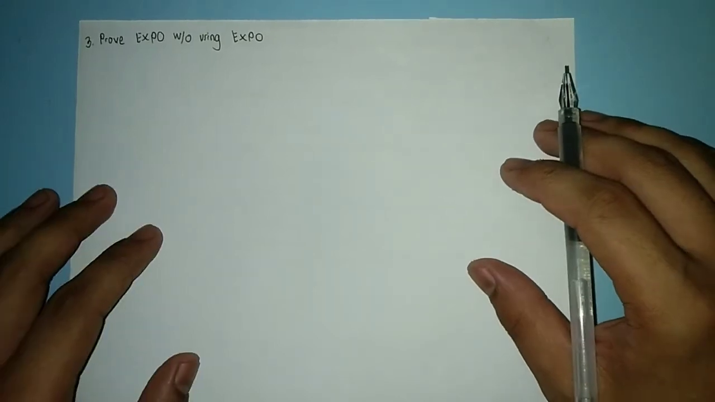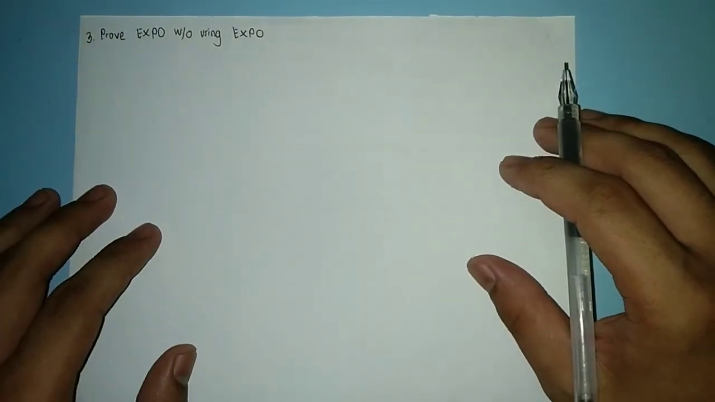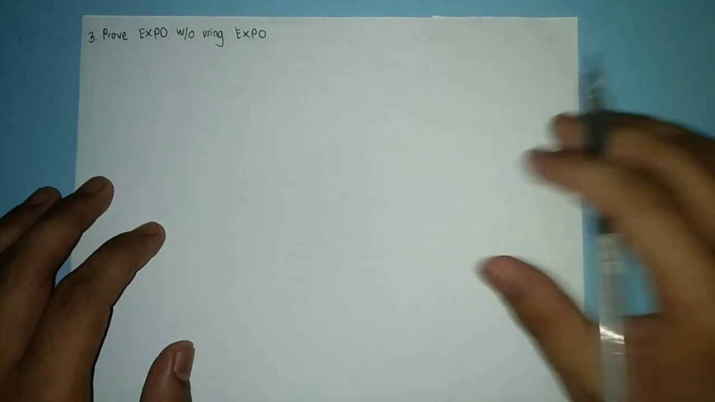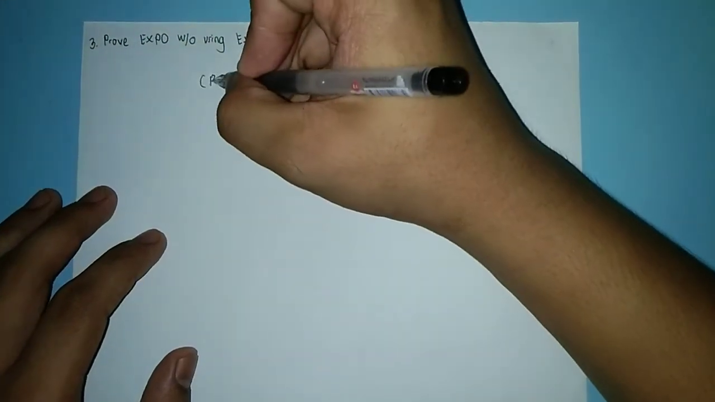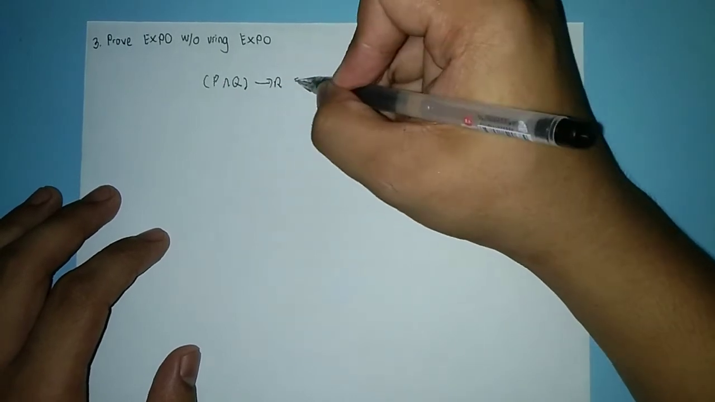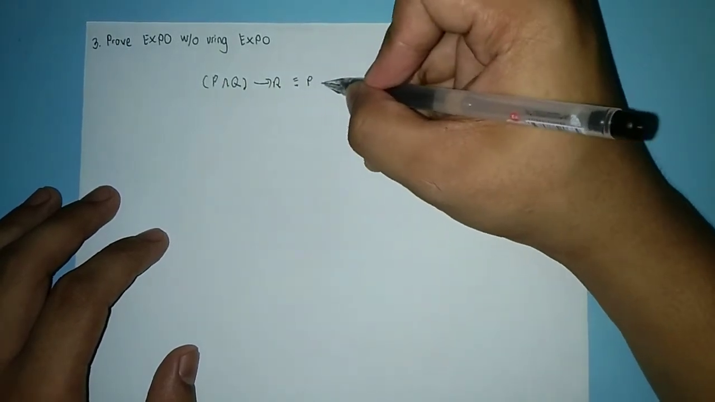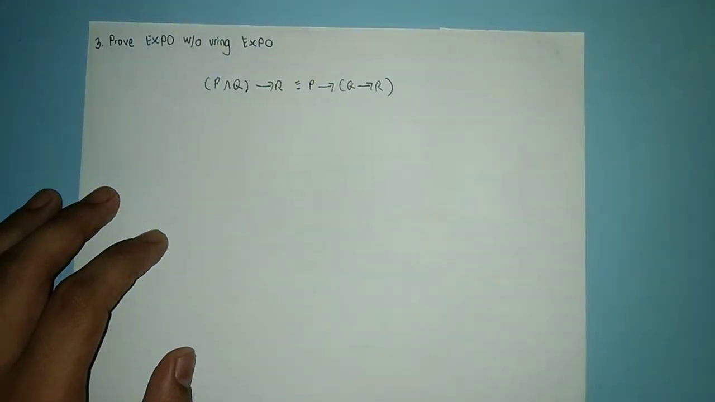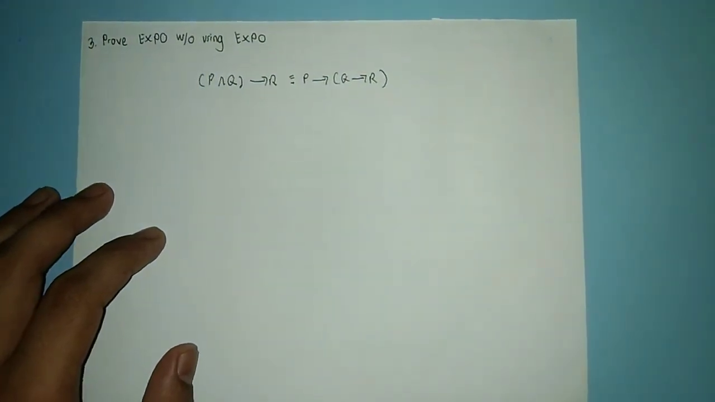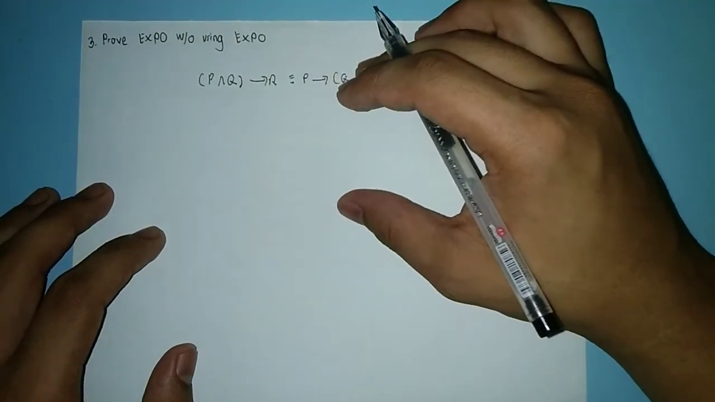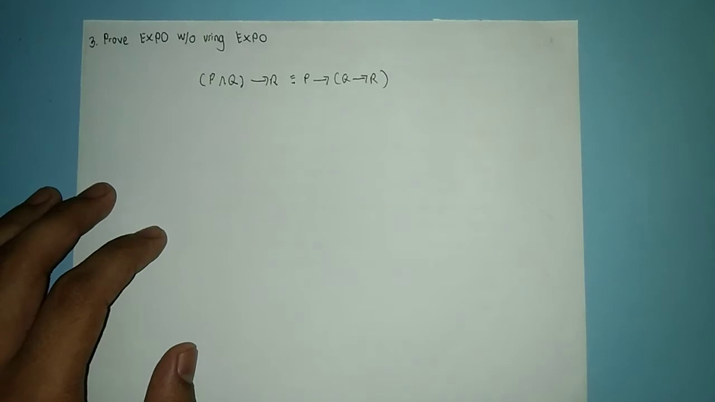For number 3, prove exportation without using exportation. So, what was exportation again? That is, P and Q implies R is logically equivalent to P implies (Q implies R). Okay? So here, I will work on the right side this time, and show that it gives the left side.